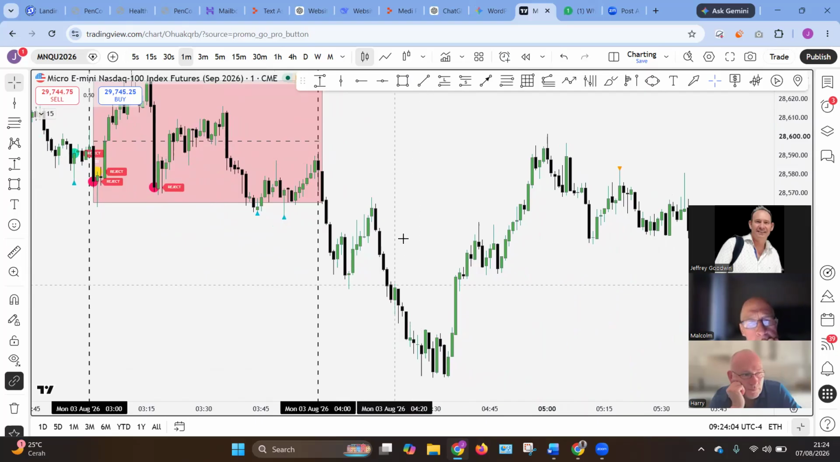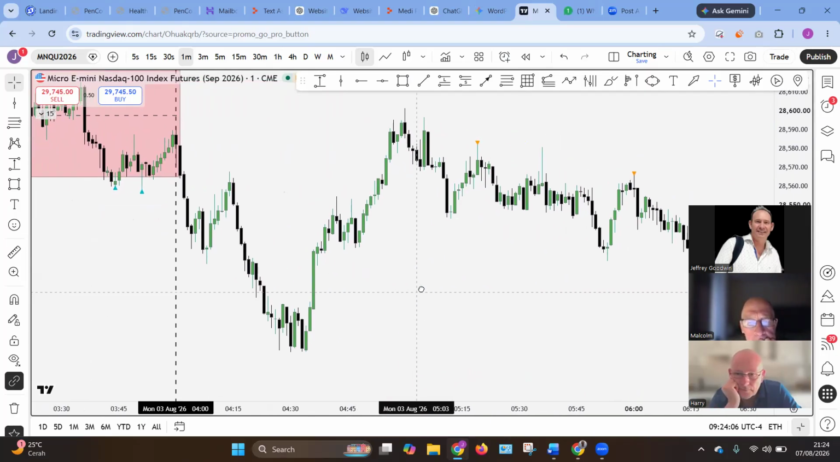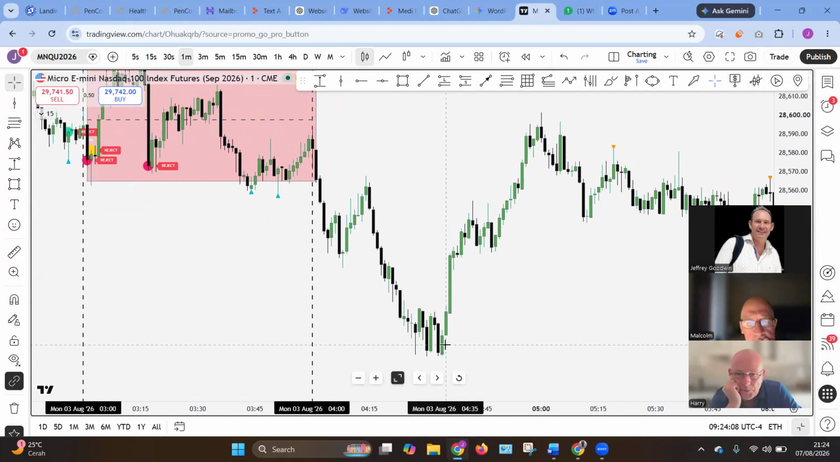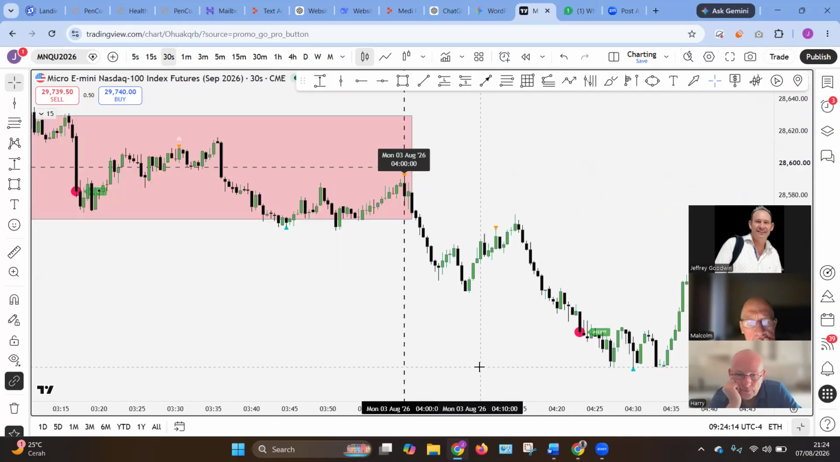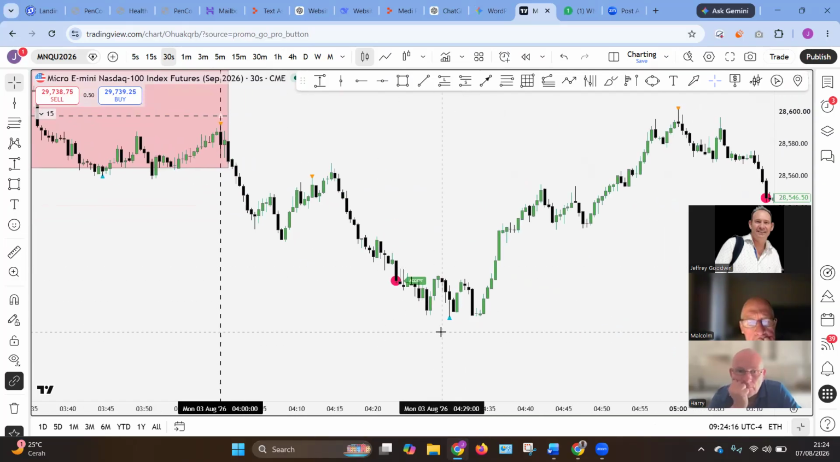So it's come down. We're looking for buys, and there was none there on the 1 minute time frame. I think I went down to either the 30 or the 15 for that. There we get it there. You see that there?